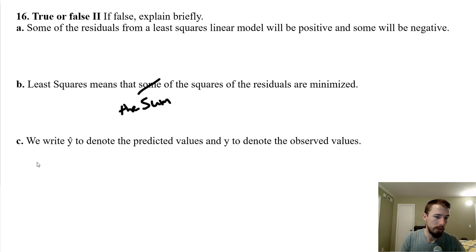All right, so we write y hat to denote the predicted values and y to denote the observed values. Yes, the hat tells us it's a prediction from the model, and the y tells us that it's an actual value from the data, and we should trust it more.